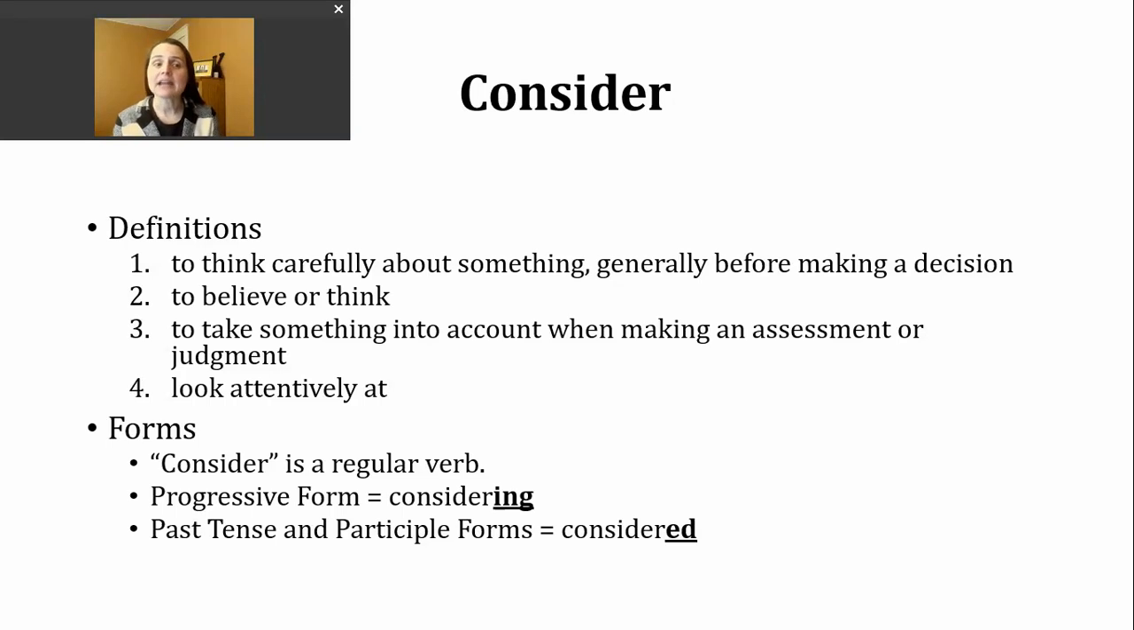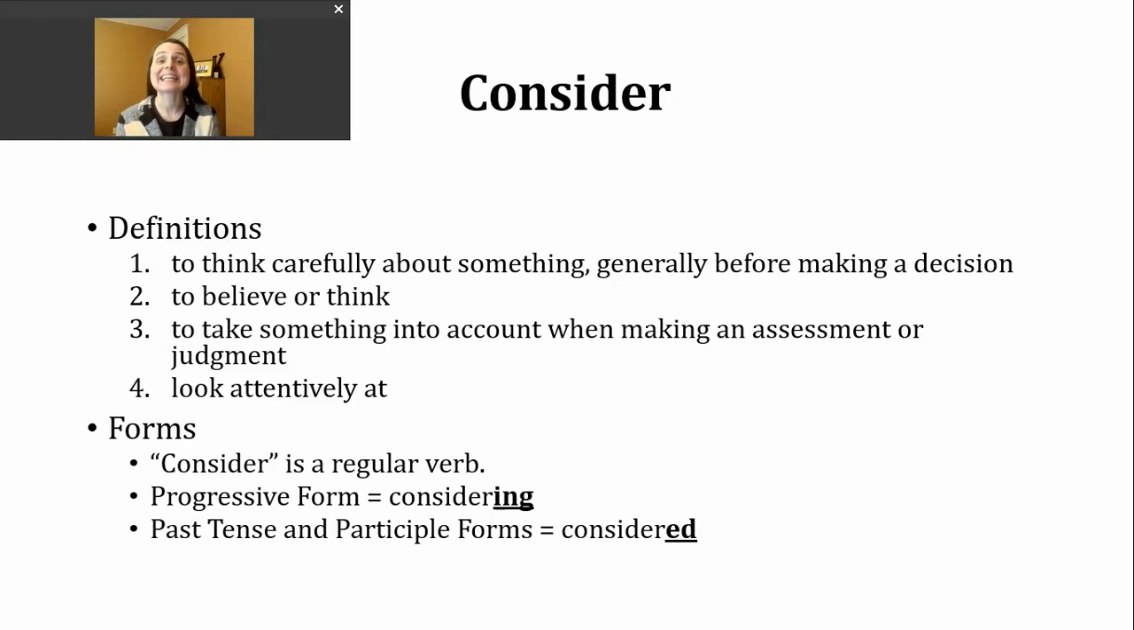A second way to use the verb consider is to mean to believe or to think something. A third way you might see the verb consider used is to mean to take something into account when you are making an assessment or some type of judgment. A fourth way you might also see the verb consider used is to mean to look attentively at something.